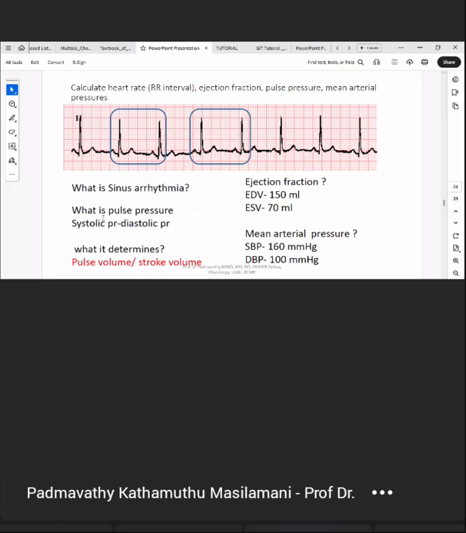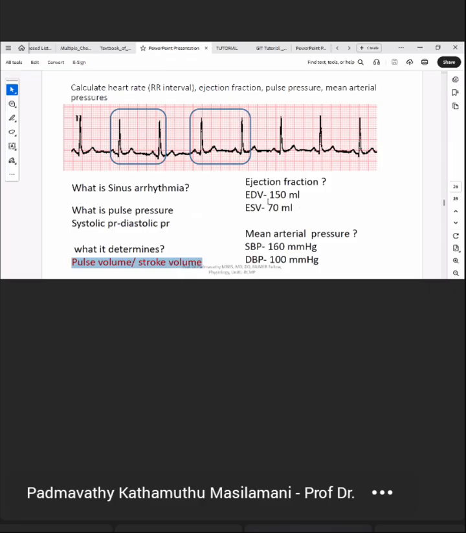What is the importance of pulse pressure? What does it indicate? What does it determine? Stroke volume. It determines the pulse volume, or stroke volume. When you palpate the pulse, you can feel the amplitude, so that gives you an idea of the stroke volume. So by identifying the pulse pressure from the blood pressure, you can determine the pulse volume.